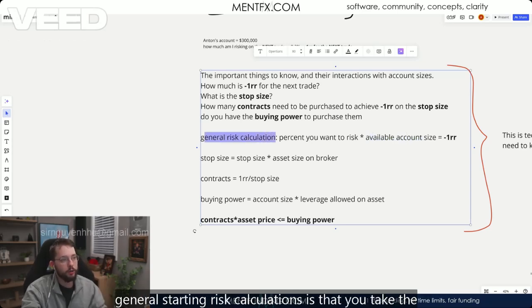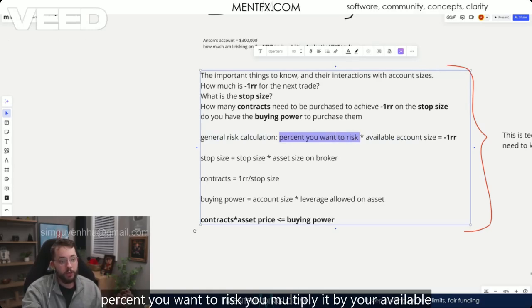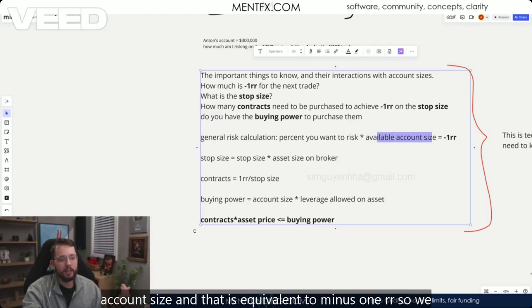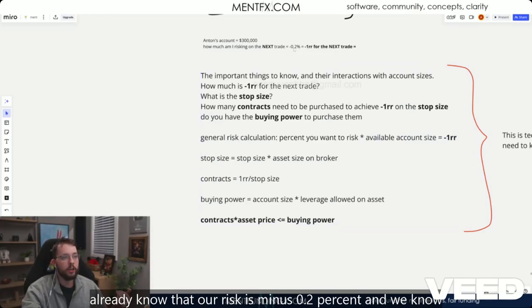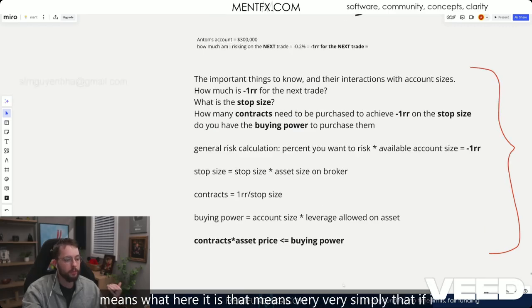So the general starting risk calculation is that you take the percent you want to risk, you multiply it by your available account size, and that is equivalent to minus 1 RR. So we already know that our risk is minus 0.2%. We know my account size is $300,000, which means what?